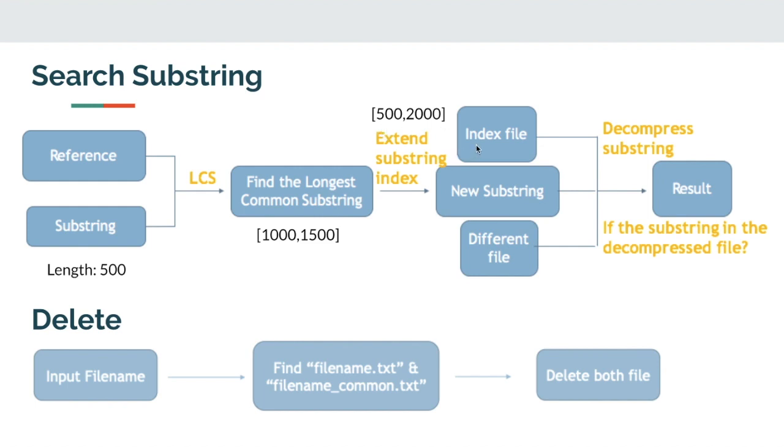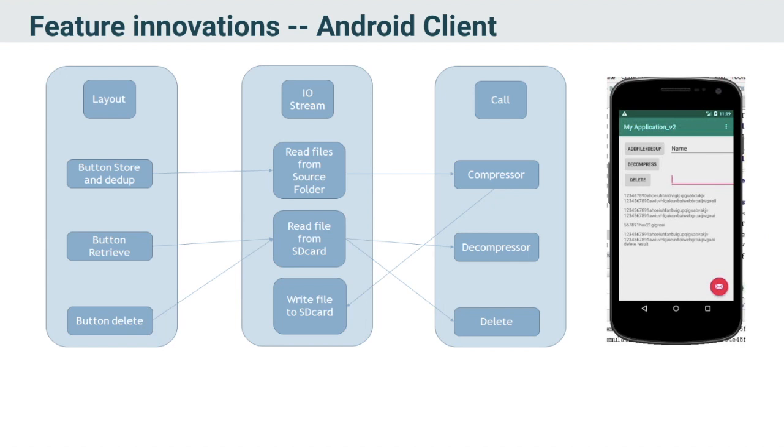And we will use the index file, the new substring, and the different chart file to decompress, and we will get the result. If the substring is in the decompressed file, the result is yes, and on the opposite side, the result is none. And for the deletion, we just use the input file name to search the file which contains the name and delete them.